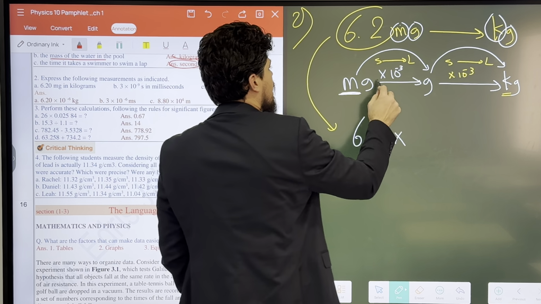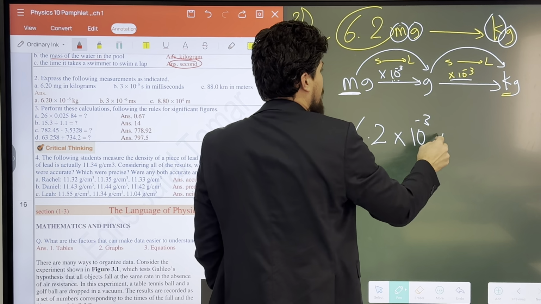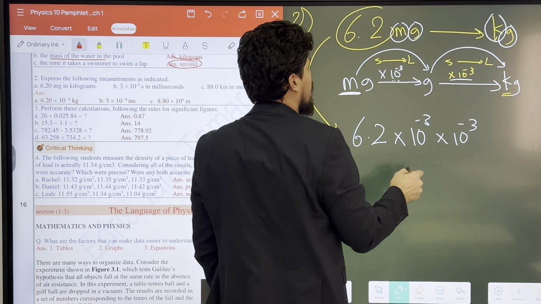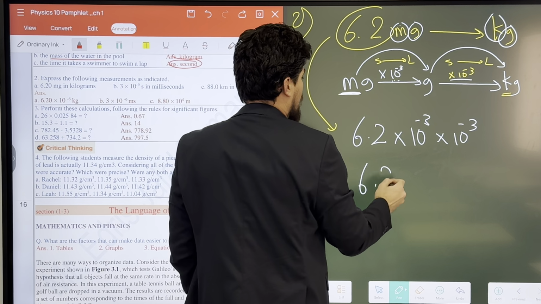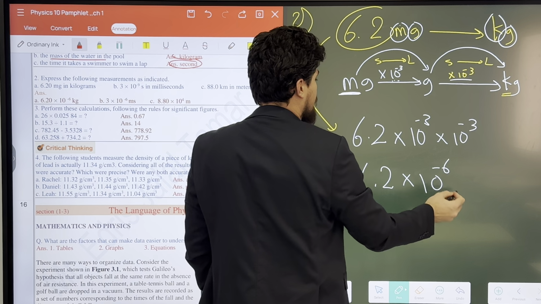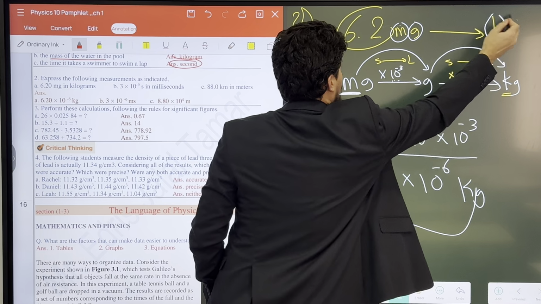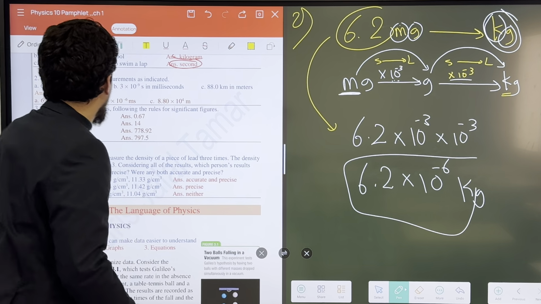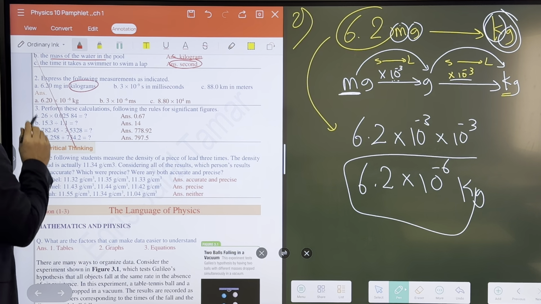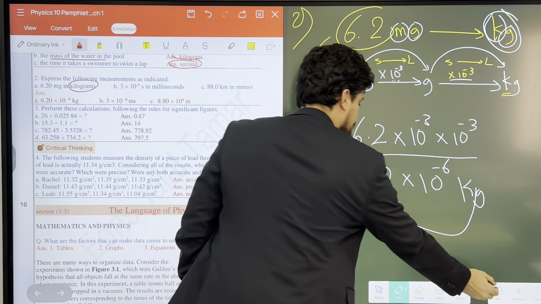6.2 times 10 power negative 3 times 10 power negative 3. It's gonna be what? It's gonna be 10 power negative 6 kilogram. Don't forget the last unit, guys. Don't forget this kilogram, please. It's gonna be 6.2 times 10 power negative 6 kilogram.